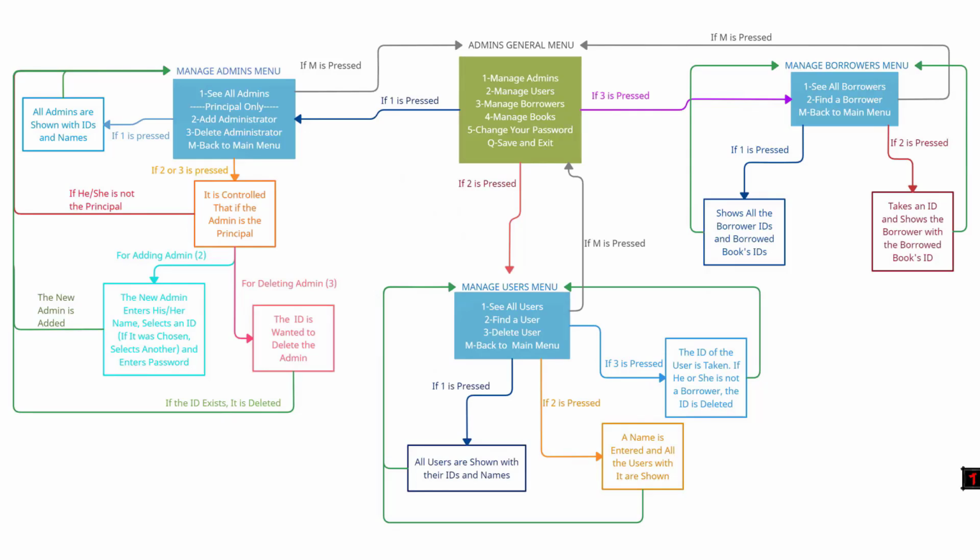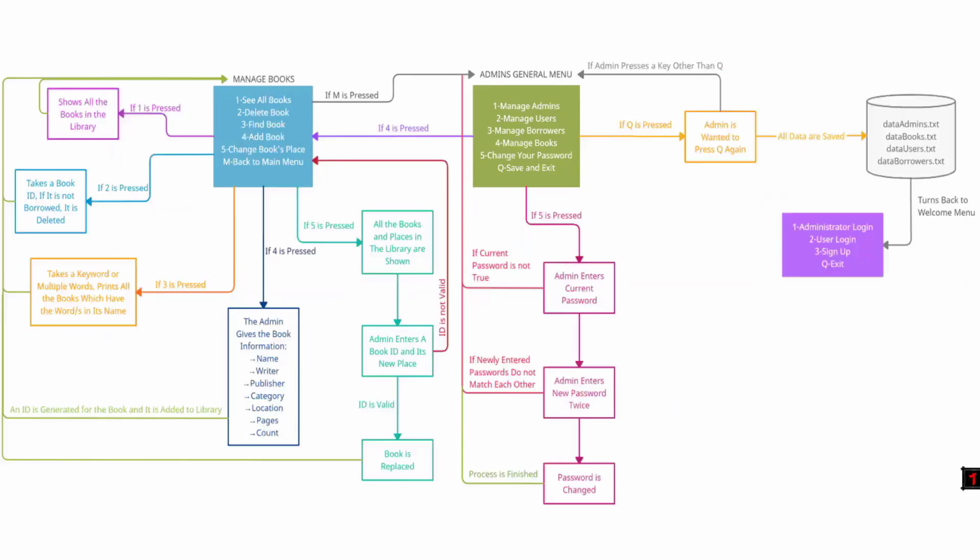In the admins menu, there are 5 inner menus for admins. The first one lets the admins see the others, and if the admin is also the principal, an admin may be added or deleted. In the second menu, admins can see all the users, find a user with a name or delete a user with an ID, but the user shouldn't be a borrower for this process. In the third one, admins may see all the borrowers and search an ID if the user is a borrower.